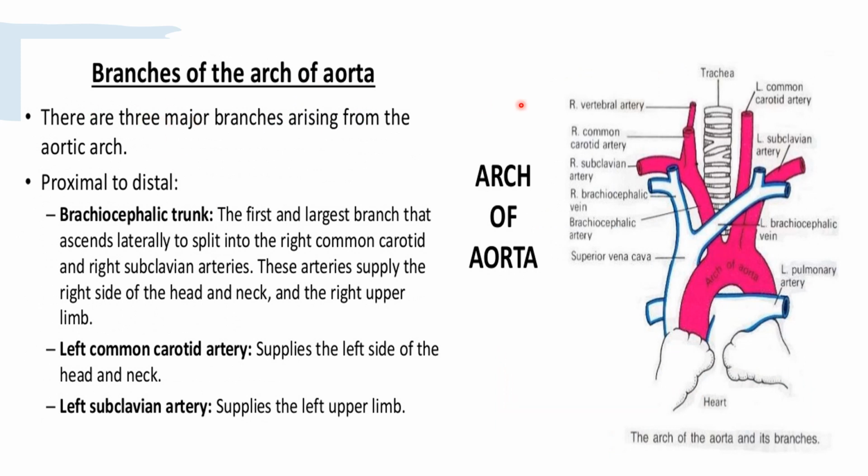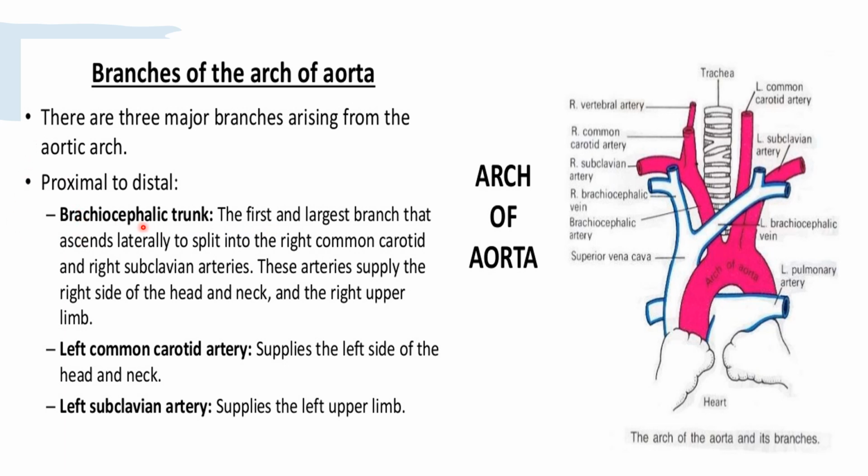Next, coming to the branches of the arch of aorta. There are 3 major branches arising from the aortic arch. Number 1, the brachiocephalic trunk. Number 2, left common carotid artery. Number 3, left subclavian artery. These are the 3 main branches arising from the arch of aorta, and you have to remember them, because they frequently ask in practical examinations what are the branches of the arch of aorta. So you must memorize these 3 branches.